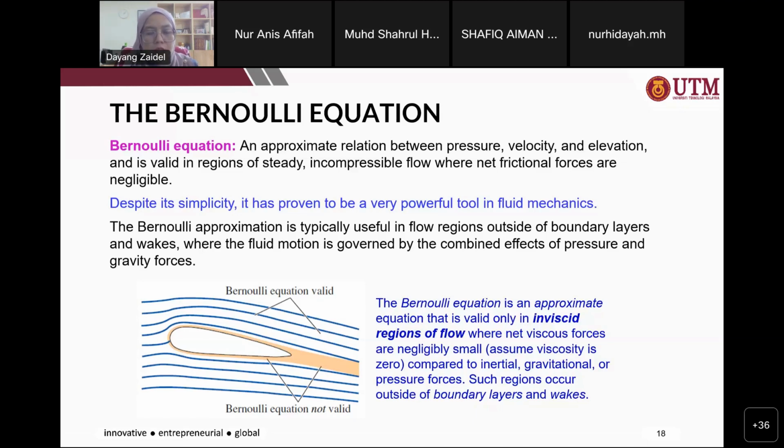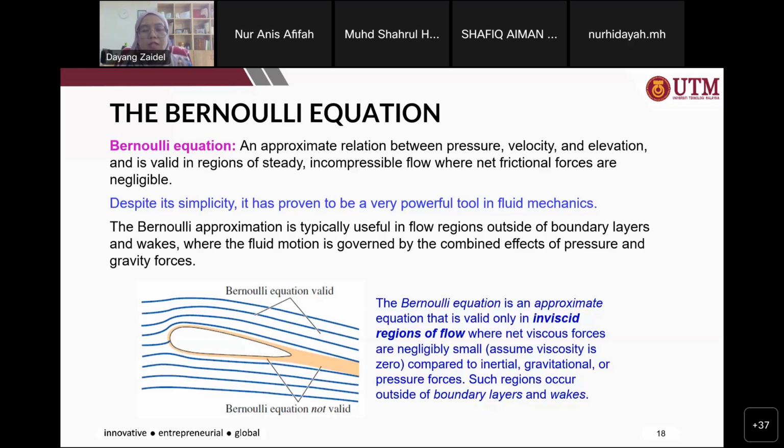This Bernoulli equation is an approximate relation between pressure, velocity, and elevation, and it is valid in regions of steady flow. So these are the assumptions that we need to make for the Bernoulli equation to be valid. It must be in a steady state condition. Incompressible flow, incompressible fluid. Then where the net frictional forces are negligible. So it's frictionless, where the fluid and the wall, we assume, have zero friction.